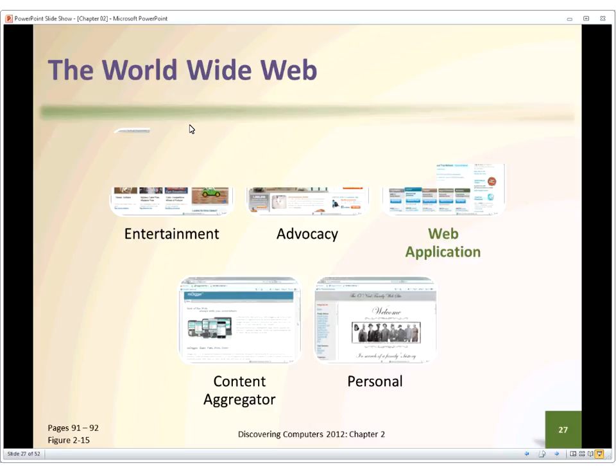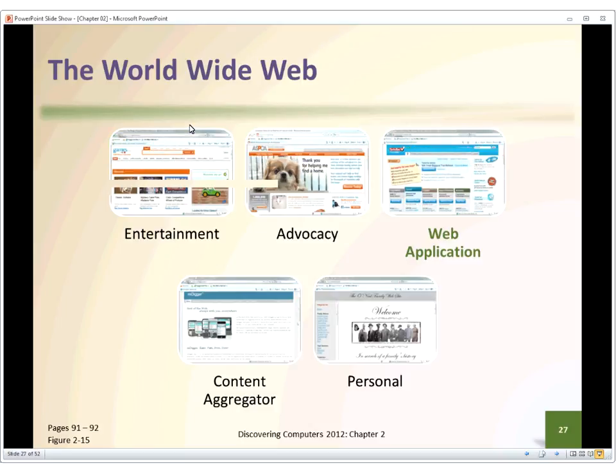And then entertainment, advocacy, all right, where you can go and find advocates for particular causes, web applications, content aggregators, where you can look for specific content and they'll go out and crawl and collect that data. So Google News is kind of a content aggregator on a large scale. It goes out and grabs news stories. There's nobody really at Google that writes the news. They just go out and find the news at the different sites, the different newspapers, and post them here as well. And then you can have a personal website as well.